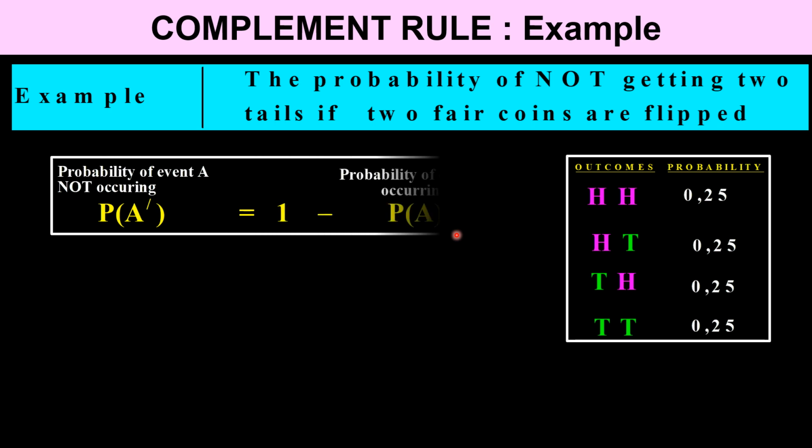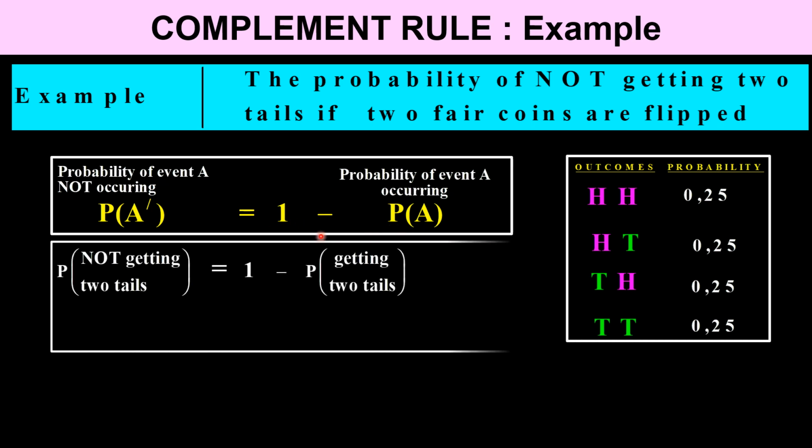So if I want the probability of an event not occurring, it's 1 minus the probability of the event occurring. So let's take our specific example. The probability of not getting two tails is 1 minus the probability of getting two tails. So 1 minus, what's the probability of getting two tails? We see there, it's 0.25. So that's 0.25, and simple arithmetic, 0.75.